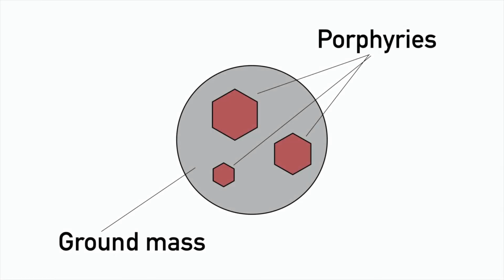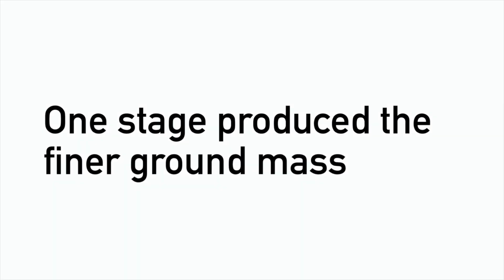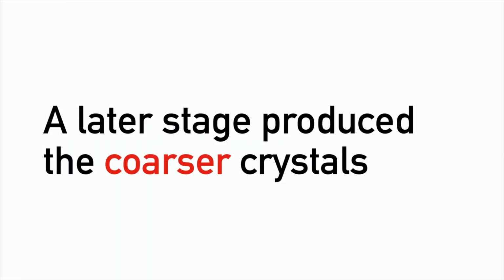Things get more complicated when we talk about porphyritic textures. This occurs when there's two or more stages of cooling in the rock's history. For example, one stage produced the finer groundmass, and a latter stage that stayed hotter for longer produced these larger crystals in amongst the finer groundmass.